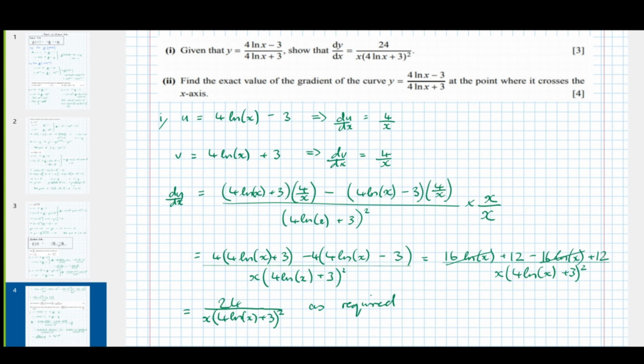So we've got 4 log x minus 3 equals 0. Once we've got that, sub it into our gradient formula. So I'll give you a moment to work on that. Take over in a couple of minutes.